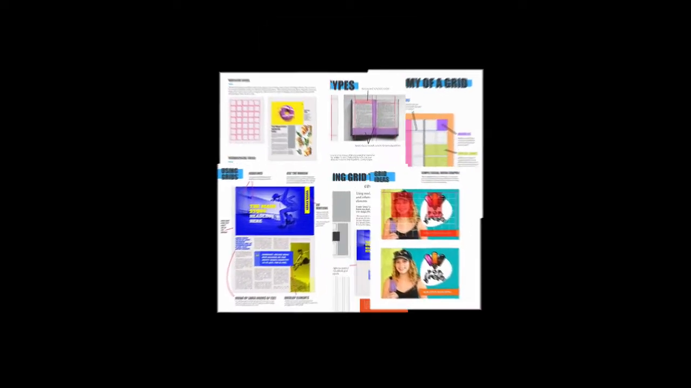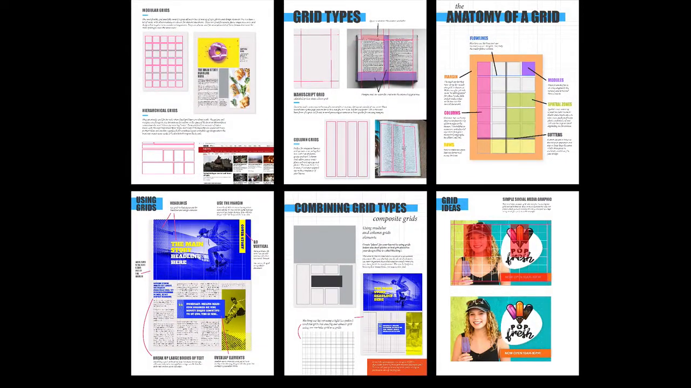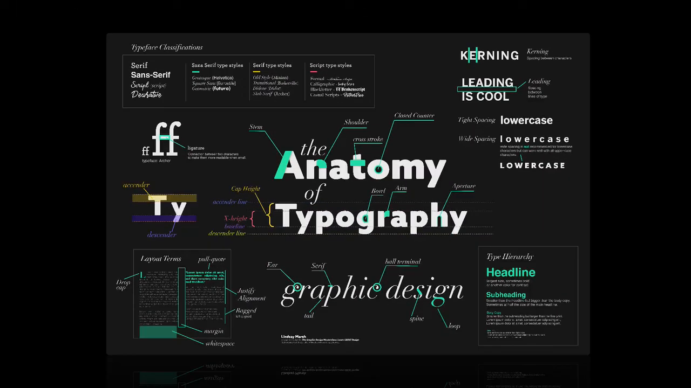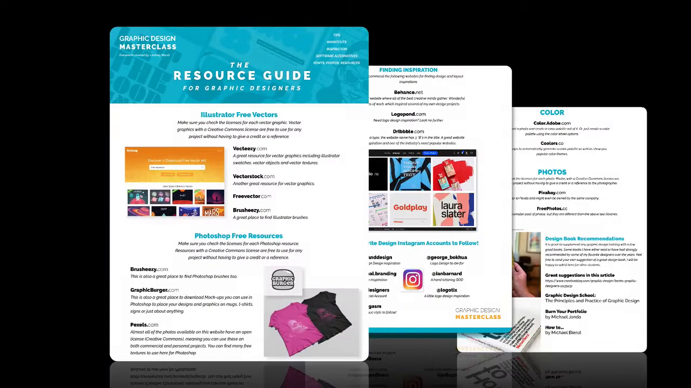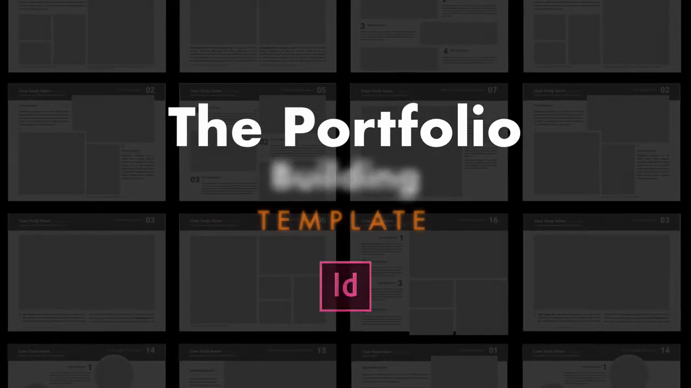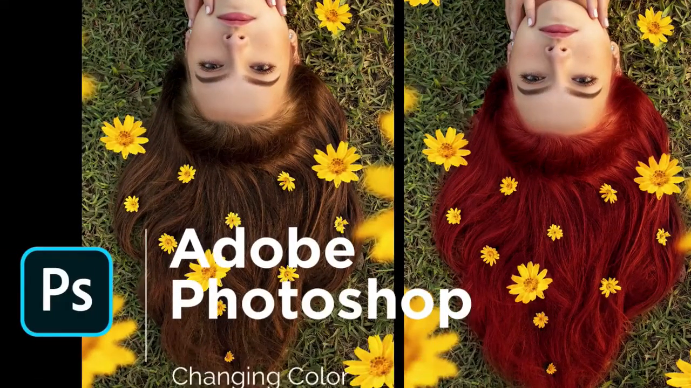There are tons of great downloadable resources in this course, including a brand new 11-page guide to using grids, a color theory sheet, an anatomy of typography poster, a font pairing guide, and a wonderful graphic design resource PDF that contains all of my favorite free and paid tools, resources, and places to find design inspiration. And newly added to the course is the portfolio building template. After the InDesign section, you'll be able to fully customize this portfolio template to create fantastic portfolios using a wide variety of effective layouts. This class is dynamic and new content is added frequently.